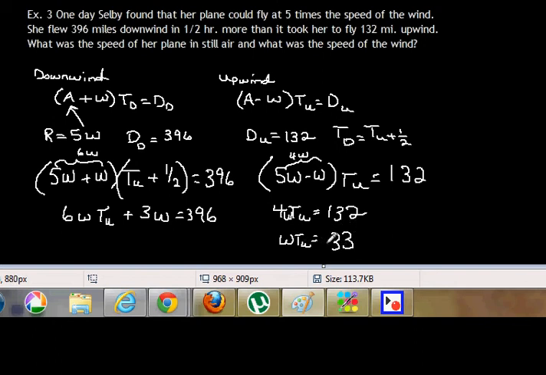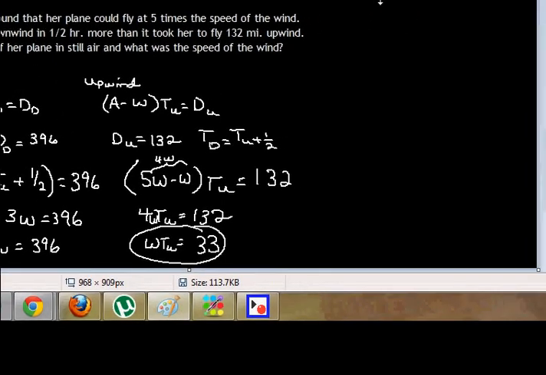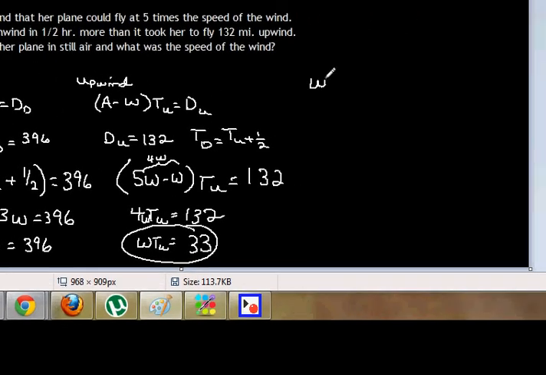And then we can just substitute this W TU right here. There's a W TU right there. So we're going to take 6 times 33 plus 3W equals 396. And if we just solve that now for W, sorry for running out of room on you here, we're going to get W equals 66 miles per hour. And then we know that A equals 5W, the rate of the airplane equals 5W, and so we're going to get the airplane equals 330 miles per hour.